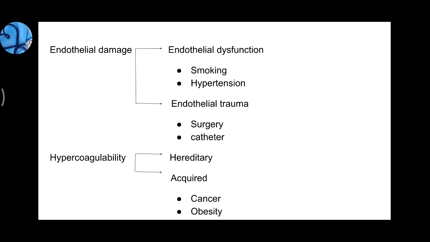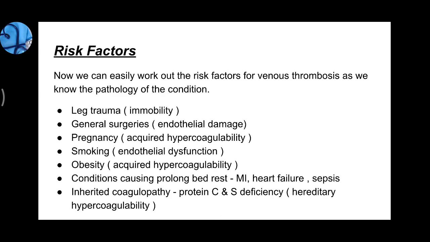Hypercoagulability has two sides, hereditary and acquired. Protein C and S deficiency come under hereditary hypercoagulability, while cancer, obesity, and pregnancy come under acquired hypercoagulability. Now, we can easily work out the risk factors for venous thrombosis as we know the pathology of the condition. They are leg trauma, general surgeries, pregnancy, smoking, obesity, conditions causing prolonged bed rest like MI, heart failure, and sepsis.